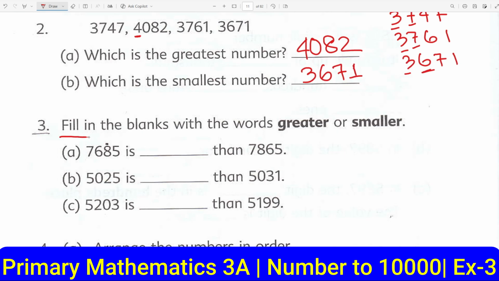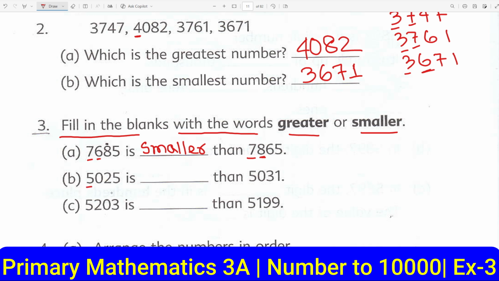Now, fill in the blank with the words greater or smaller. 7685 is what? Here is a 7, 7. Here is a 6, here is an 8. So 7685 is smaller, right? Smaller than 7865. 5025 is a dash, then 5031.